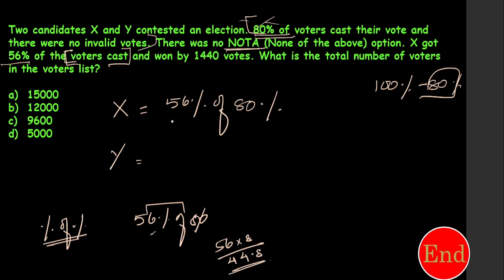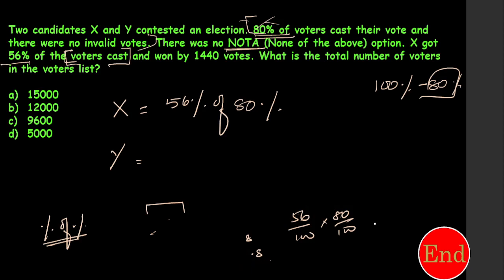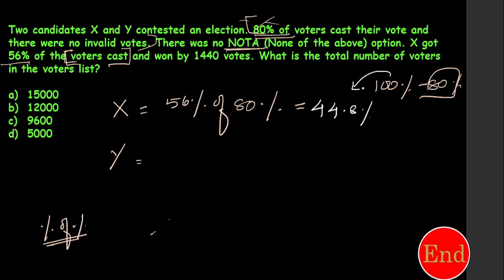I hope you guys understand this, otherwise you can find the answer like this, 56 by 100 into 80 by 100. Okay, you can get the answer, right? So this is how I will find the value. So 56% of 80% is nothing but 44.8%. What does this mean? 44.8% only cast out of 100% for X. Okay, so look at this, out of 100%, for X 44.8. Okay, and 20% did not vote. The remaining voted for Y.